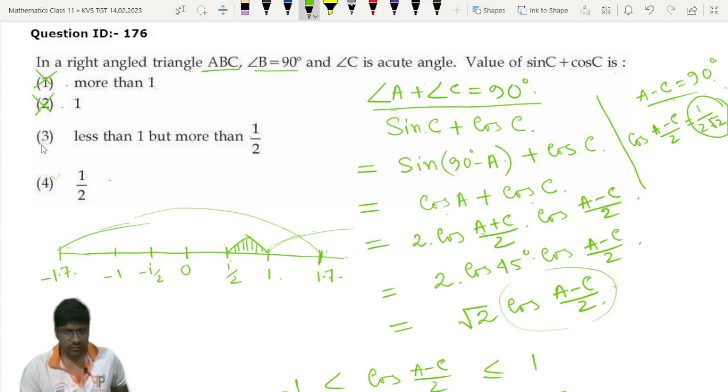Some more information should be given, I think. Here we have doubt between option 3 and option 4. So we are keeping this problem on hold, and you tell me your opinion as well, what should be the correct answer for this question. Question number 176, we have some doubt in the options. So anyway, let's move to the next question.